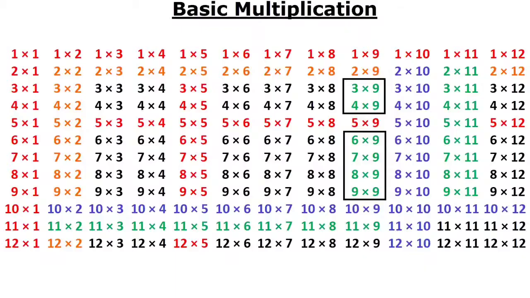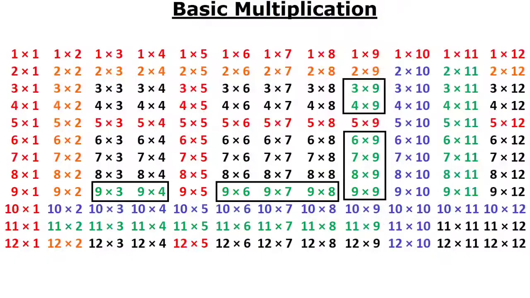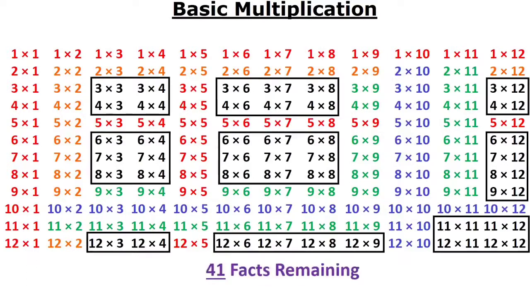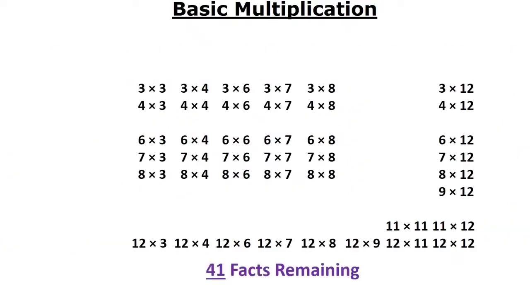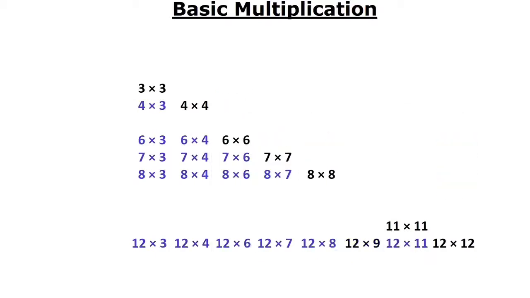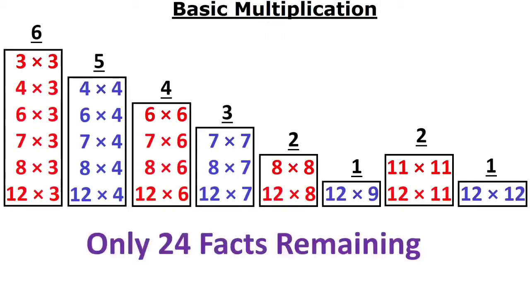So now that you know the answer to 2 times 9 to 9 times 9, you also know the reverse. You know 9 times 2 to 9 times 8. So after just learning 6 rules, you now know 103 multiplication facts. That only leaves 41 remaining. And of those remaining 41, once we remove the duplicates of multiplying by 3, 4, 6, 7, 8, and 12, we only have 24 facts remaining.